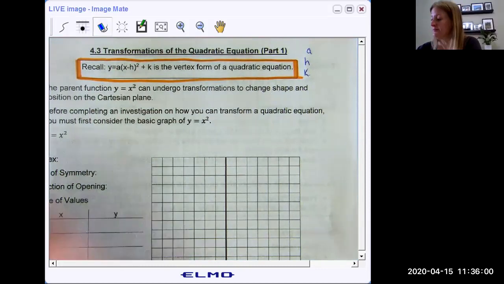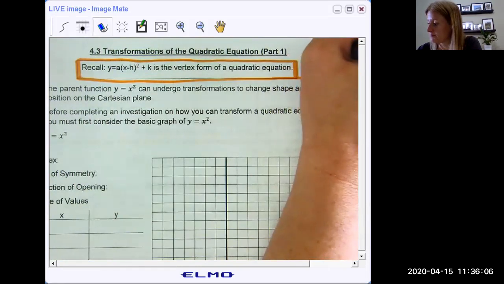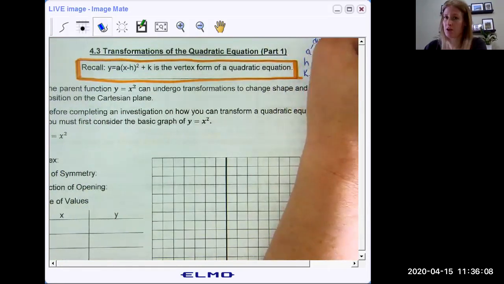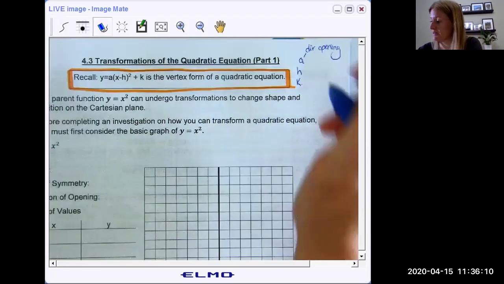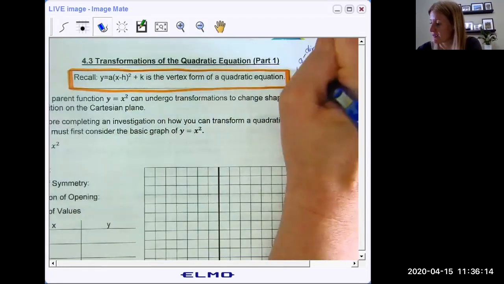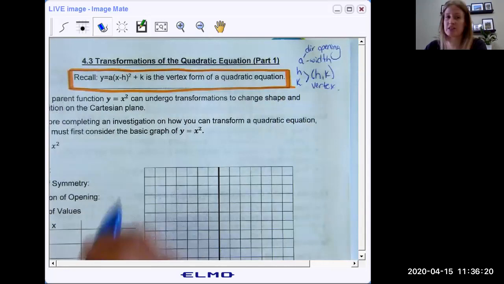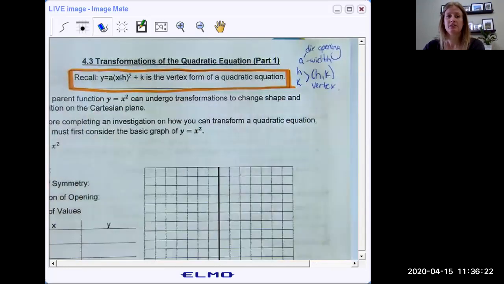Okay, so a, remember that is the direction of opening. It also tells us about the width of the parabola. h and k give us the coordinates of our vertex. And remember, we're going to have to switch the sign of h because of that negative sign.